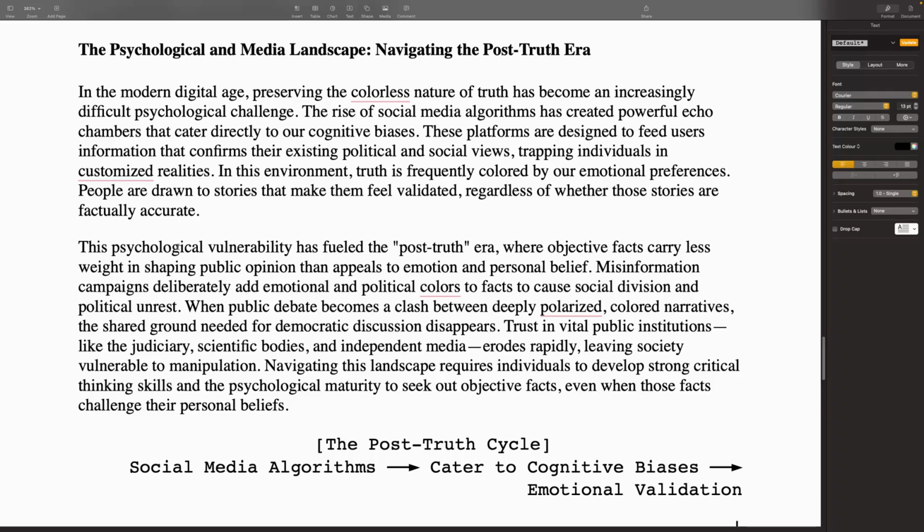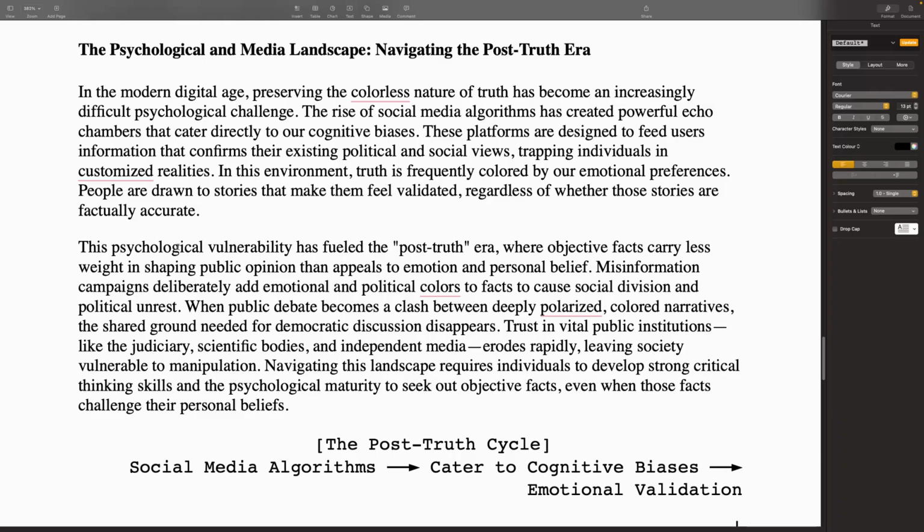Misinformation campaigns deliberately add emotional and political colors to fact to cause social division and political unrest. When public debate becomes a clash between deeply polarized, colored narratives, the shared ground needed for democratic discussion disappears. Trust in vital public institutions like the judiciary, scientific bodies, and independent media erodes rapidly, leaving society vulnerable to manipulation.